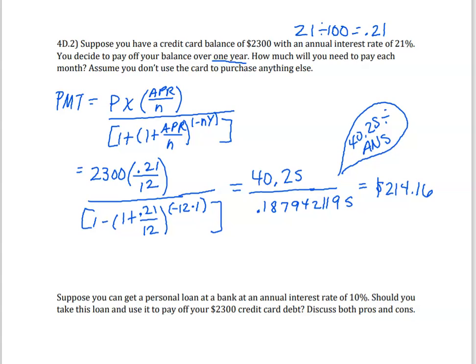$214.16. Okay, so let's make sure that we're answering the question. This is going to be our payment per month. It says, how much will you need to pay each month? Well, we're going to need to pay $214.16 each month to pay off this balance of $2,300.